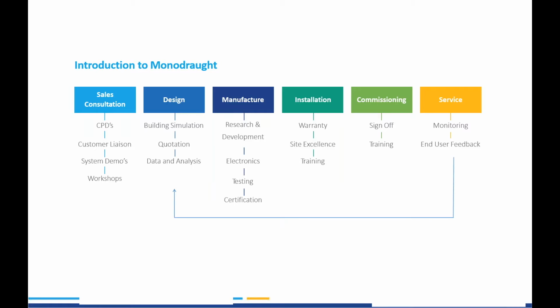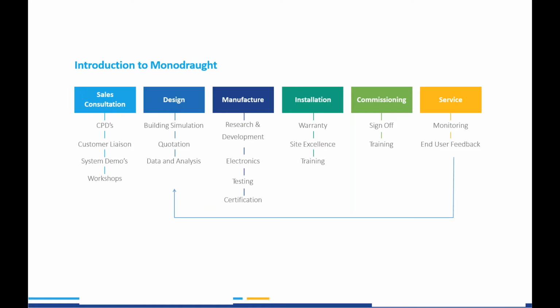Within Monodraft, we are a manufacturer, but we also focus very much on the design side. So building simulation is a key part of our process. That stems from our low energy concepts, whereby it's really important that the design and our products are incorporated correctly, because at the end point, we can't just turn the power up and use more power to solve other problems of the design. So it's a really important aspect that we spend a lot of time on.